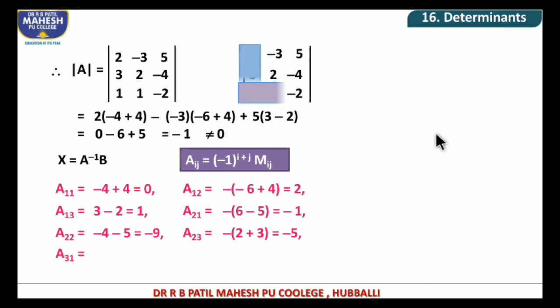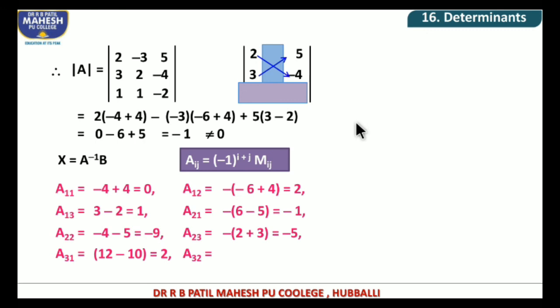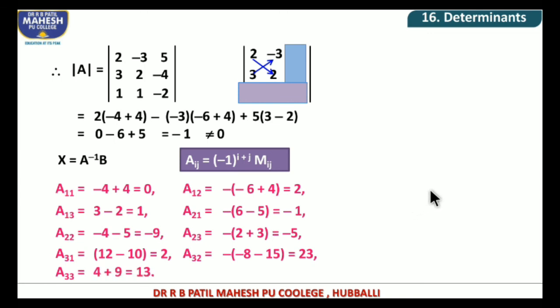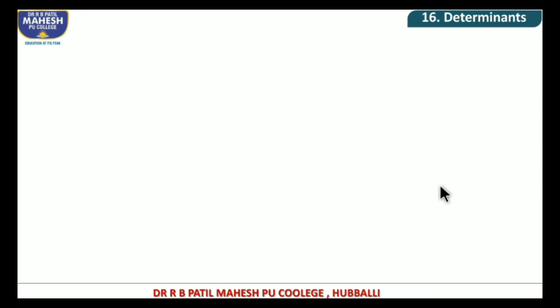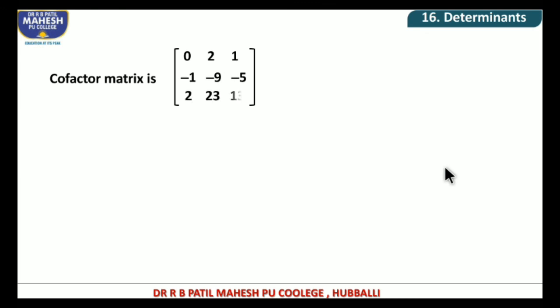For A31, we have the sign plus and the remaining determinant value 12 minus 10 is equal to 2. And for A32, we have the sign minus and the remaining determinant value, that is minus 8 minus 15. Therefore, it is 23. For A33, we have the sign plus. The remaining determinant value is 4 plus 9 is equal to 30. After finding all these cofactors, we have to write down the cofactor matrix as 0, 2, 1, minus 1, minus 9, minus 5, 2, 23, 30.